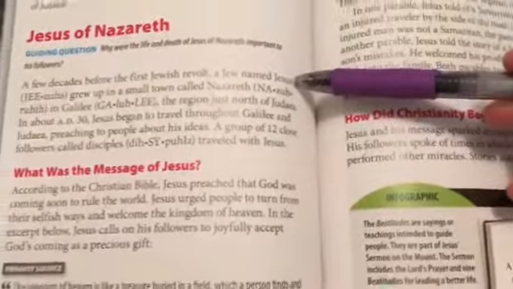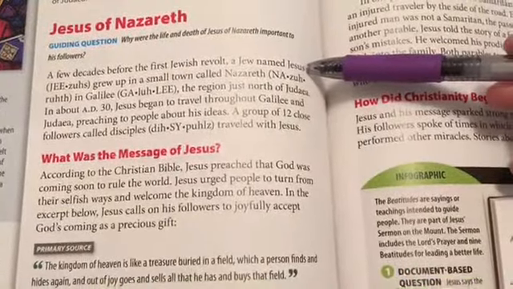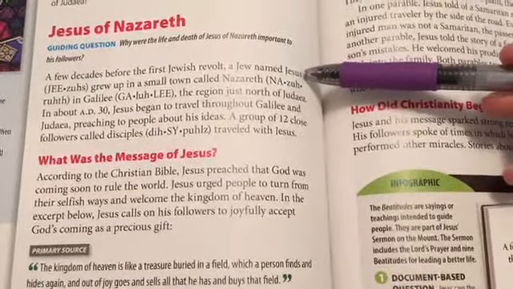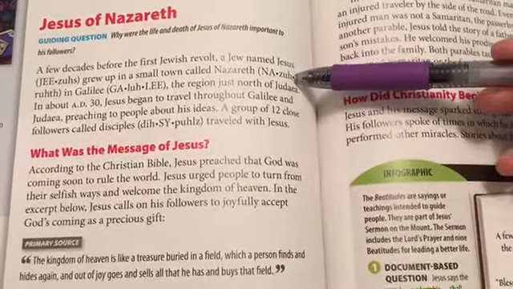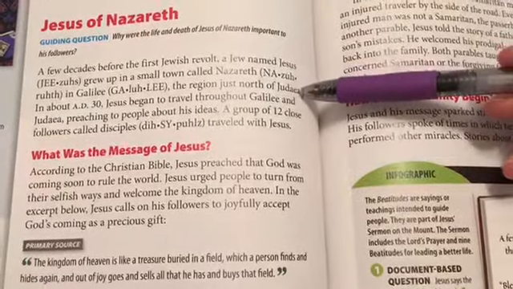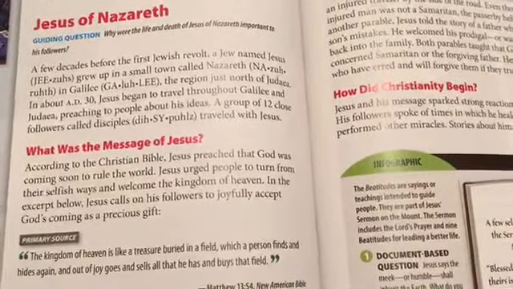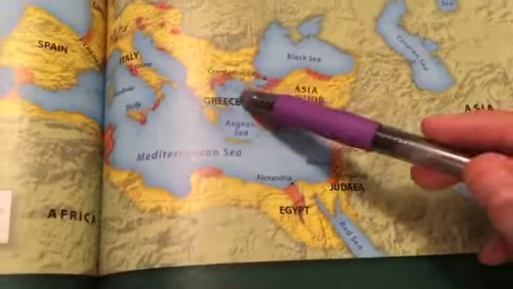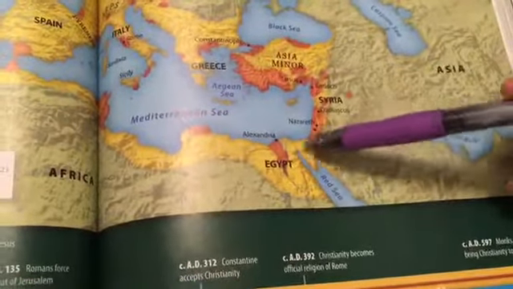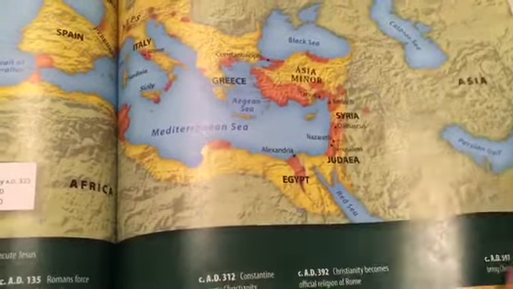A few decades before the first Jewish revolt, a Jew named Jesus grew up in a small town called Nazareth in Galilee, a region just north of Judea. This is another reason why we looked at our map, right? Because we want to make sure we know that he grew up and lived in this area of Judea that we were just looking at on the Mediterranean Sea. Okay.